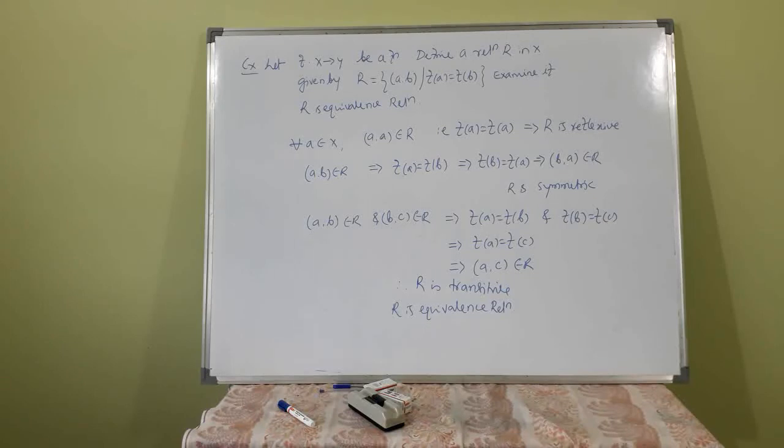So R is symmetric. (a, b) belongs to R and (b, c) belongs to R implies f(a) is equal to f(b) and f(b) is equal to f(c). Therefore, f(a) is equal to f(c). That means (a, c) belongs to R. Thus, (a, b) and (b, c) belonging to R implies (a, c) belongs to R. Therefore, R is transitive. So R satisfies all the properties: reflexive, symmetric and transitive. So it is an equivalence relation.